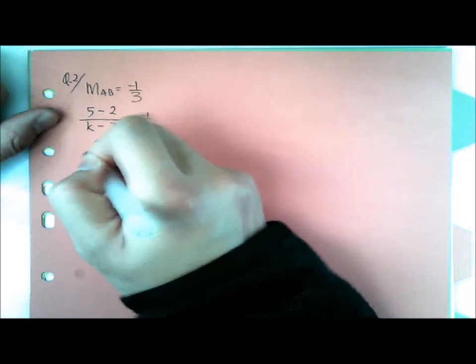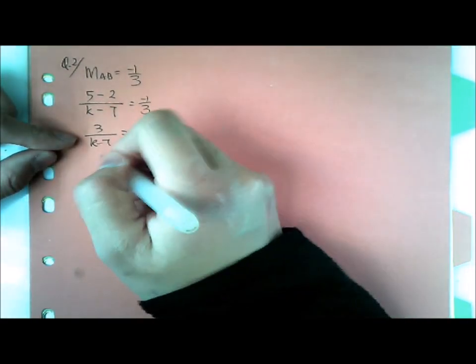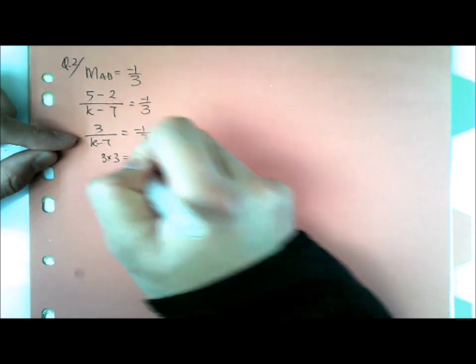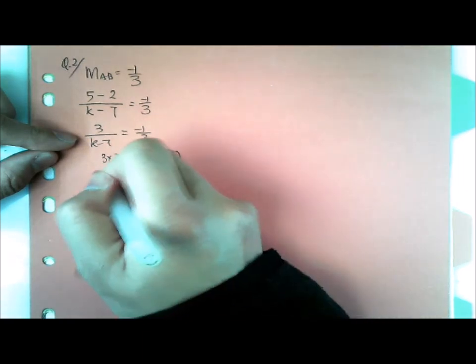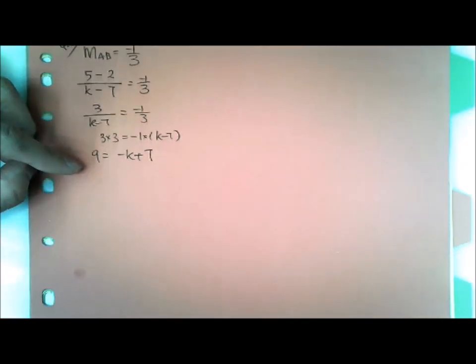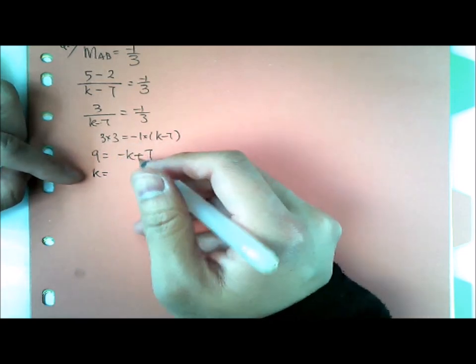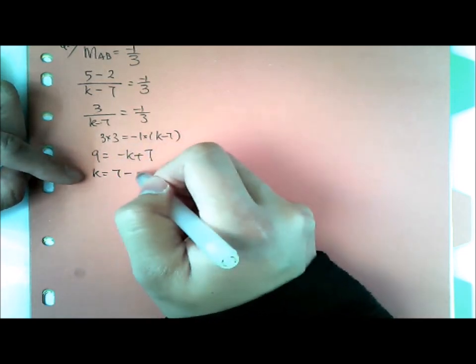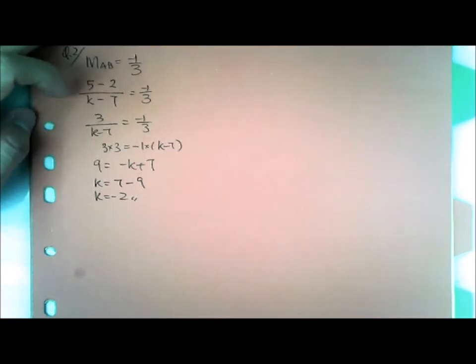Okay? So 5 minus 2 you can calculate to be 3. Before you do the cross, do some simple calculation first, and then do the cross. 3 times 3 equal to minus 1 times this. So it's 9 on the left hand side, minus K plus 7. So you can calculate K, move to this side so it becomes positive, and then K equals minus 2. That's it. Don't jump steps.